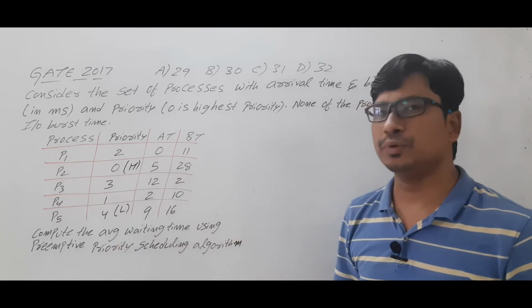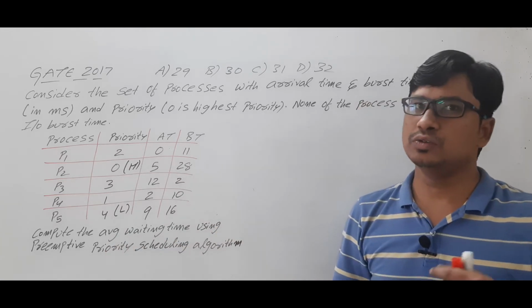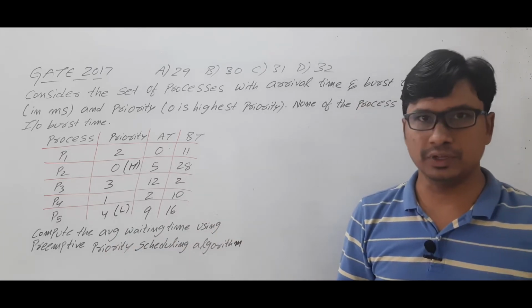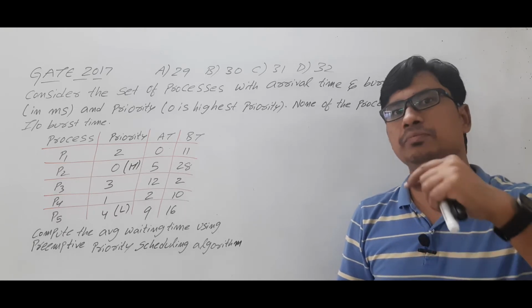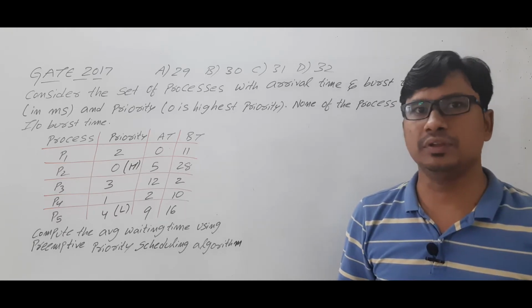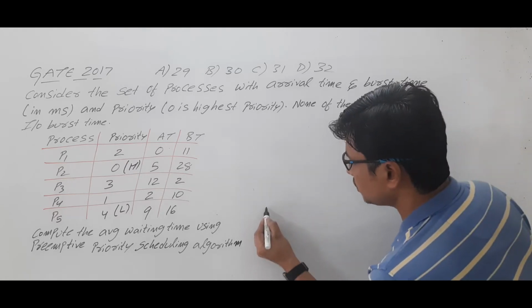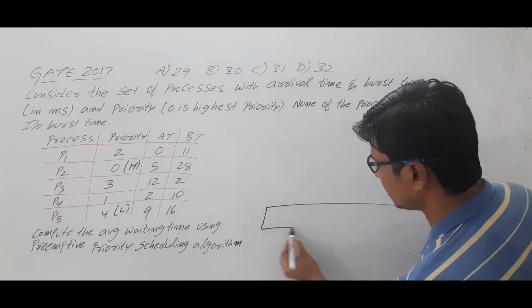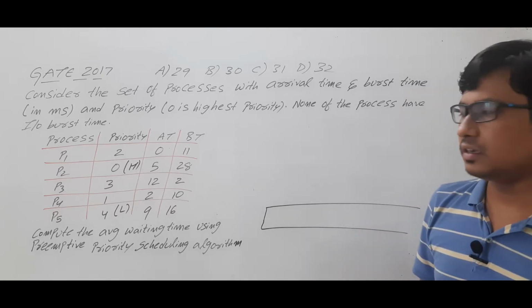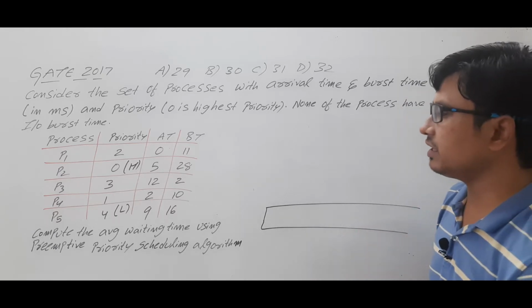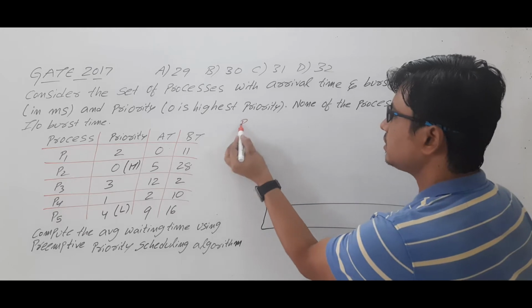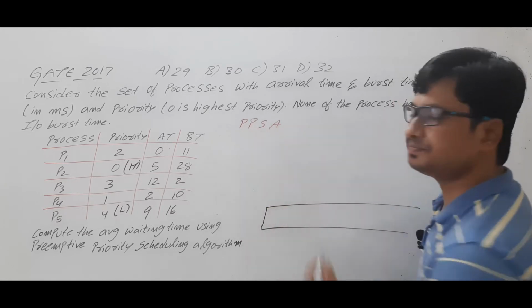Now we need to compute the average waiting time. So first we need to compute the completion time, turnaround time and waiting time, and only then can we compute the average. To do all these things, we need to draw the Gantt chart. Look at the scheduling algorithm. They have given the preemptive priority scheduling algorithm.